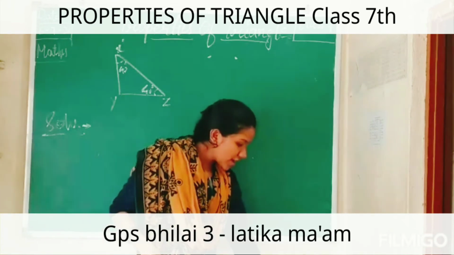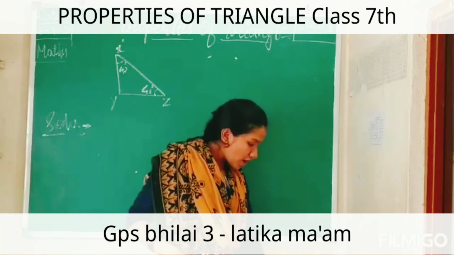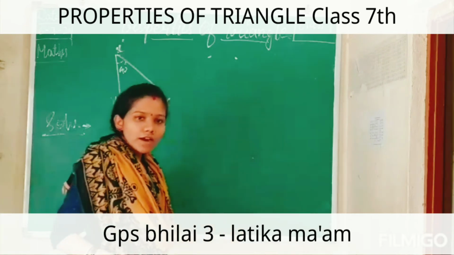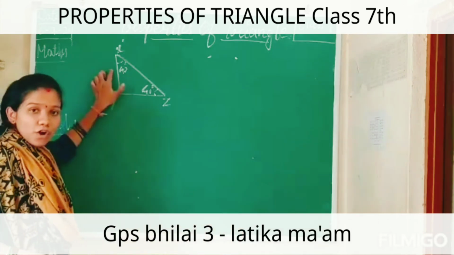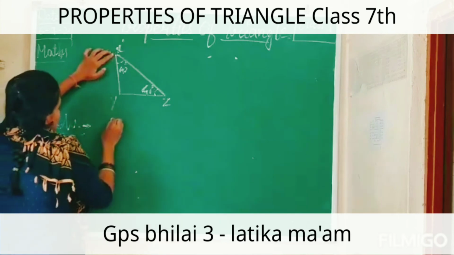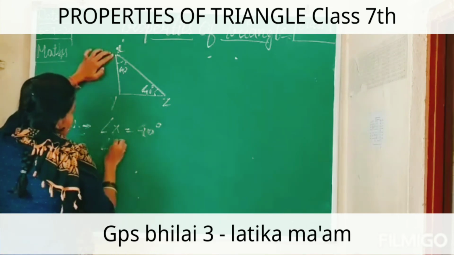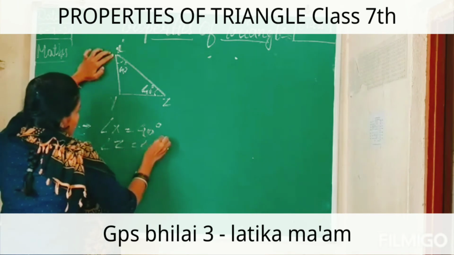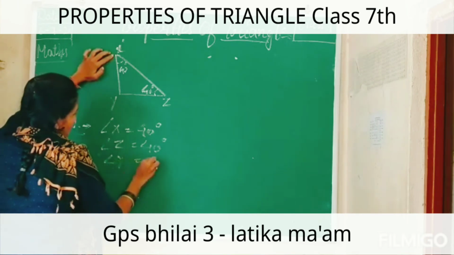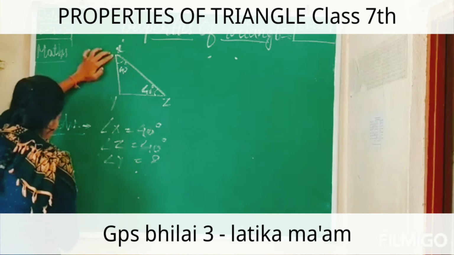Next question: in a triangle XYZ given below, determine the third angle, where angle x is equal to 40 degrees, angle z is equal to 40 degrees, find angle y.